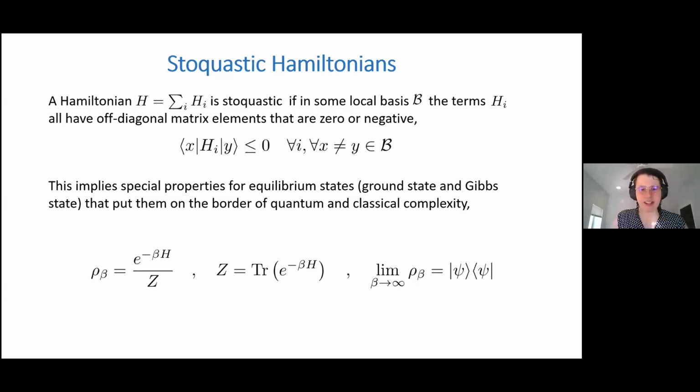So these are standard definitions of the quantum Gibbs state, the quantum partition function, and then if you take the limit as the inverse temperature goes to infinity, then you'll project onto the ground state, let's say that we have a unique ground state.